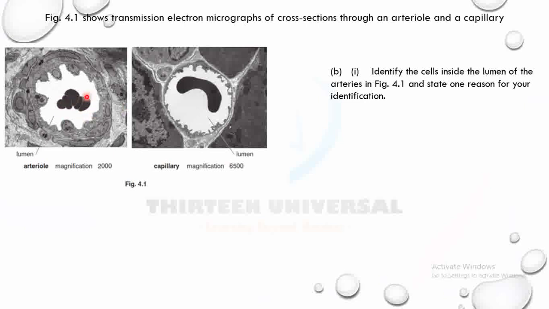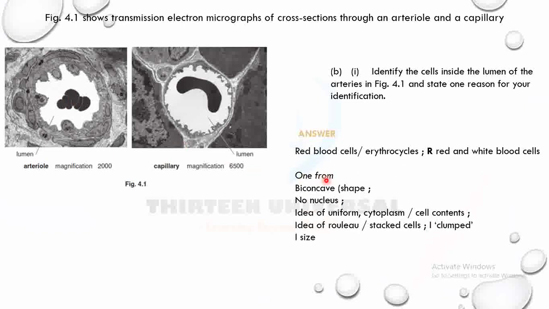Can you see these cells? Pause the video and identify that. What cells are these? The cells are red blood cells. How do I know? They have a biconcave disc shape, and they have no nucleus, no organelles. They have homogeneous or uniform cytoplasm. They are always asking this question. So biconcave shape, no nucleus, uniform cytoplasm. All right, so you can see that.